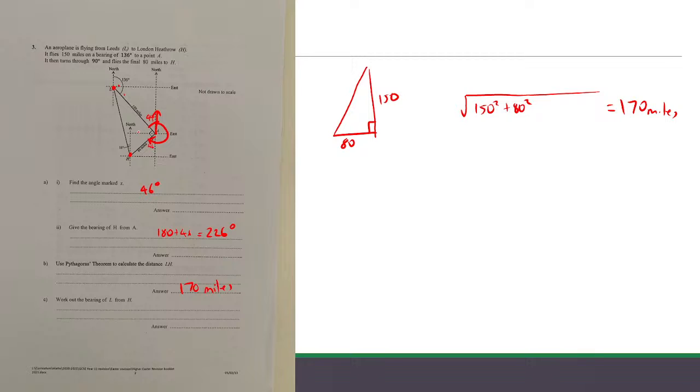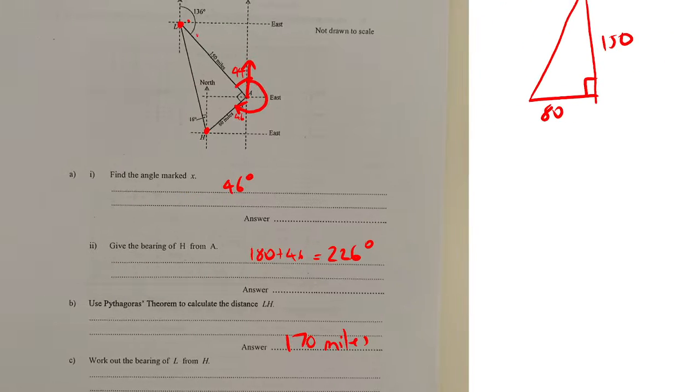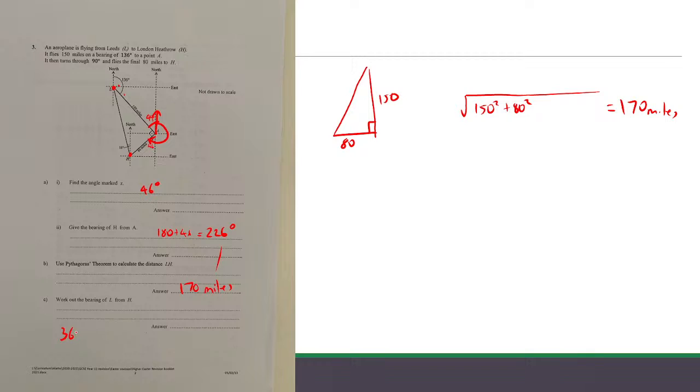Work out the bearing of L from H. So from here to there, from H to L. Okay, actually this is really easy, because if I zoom in, I'm told that this angle here is 16, and what I'm after is this angle, so it's just 360 minus 16, which is 344 degrees. What's that one?